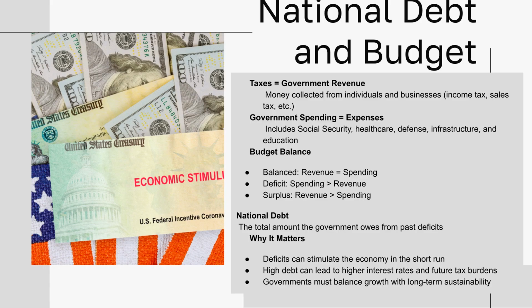The government collects revenue through taxes and uses it for spending on programs like Social Security, healthcare, and defense. When spending is greater than revenue, it creates a budget deficit, which adds to the national debt over time. From an economic perspective, this connects to fiscal policy, where the government uses spending and taxation to influence the economy. For example, running a deficit can help stimulate economic growth in the short run, especially during recessions.